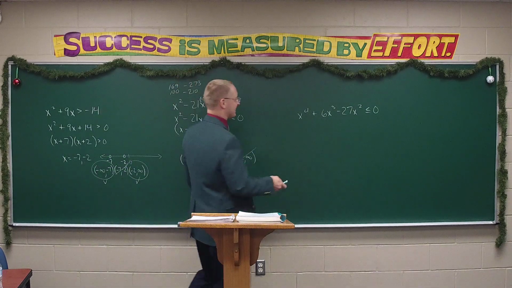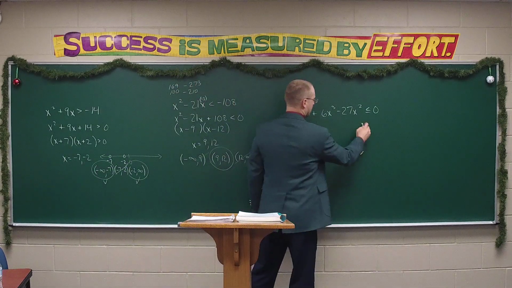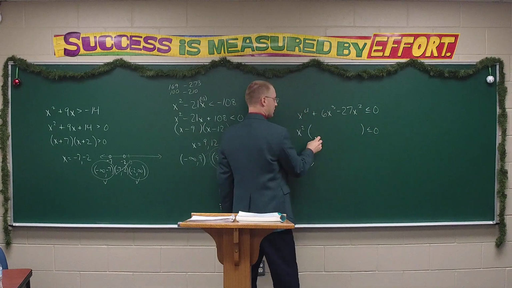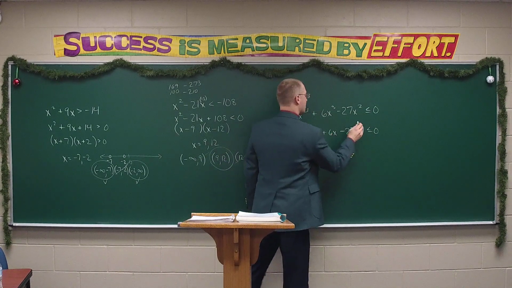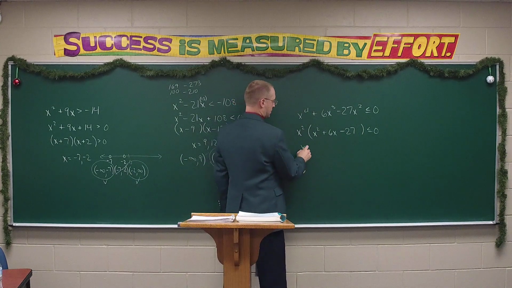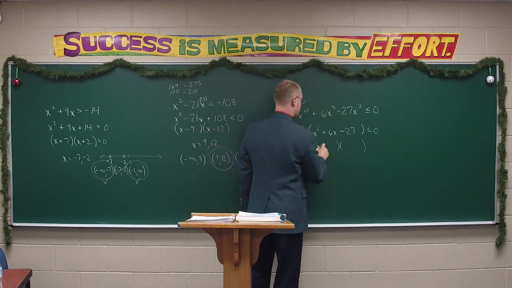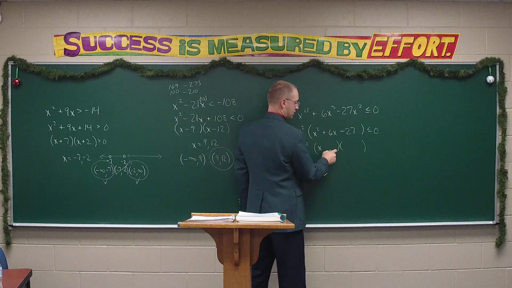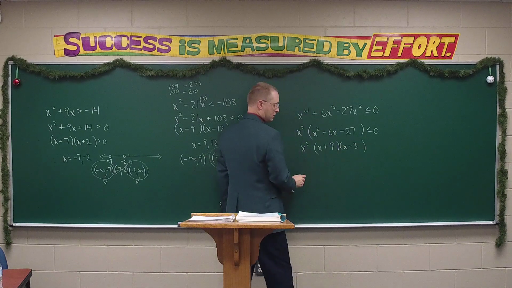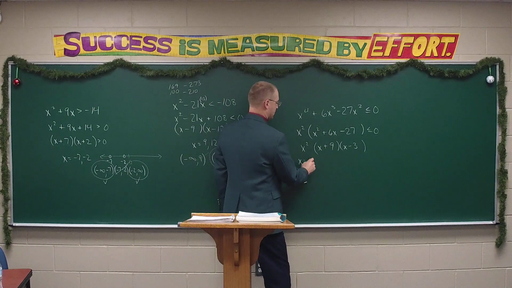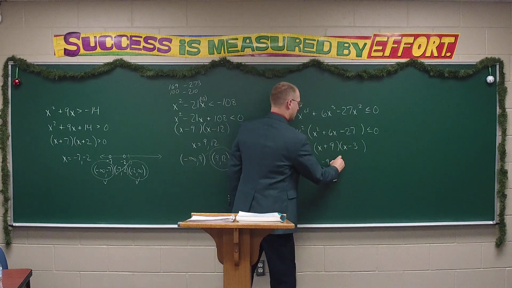You take out an x squared. So you get x squared times (x squared plus 6x minus 27). Then you can split that into (x plus 9)(x minus 3). And then you get x equals 0, negative 9, and 3.